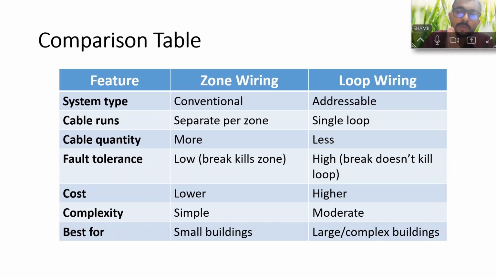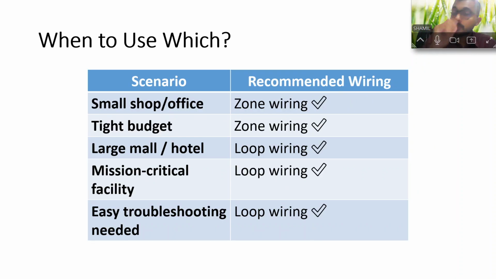And then complexity. The complexity for the zone wiring is simple. It starts from the panel and it's just one way. There's no complication over there. Whereas the loop wiring is a bit complicated when compared to the zone wiring, okay? And again, zone wiring is best suitable for smaller buildings, simple layouts, whereas loop wiring is essential for large or complicated buildings.